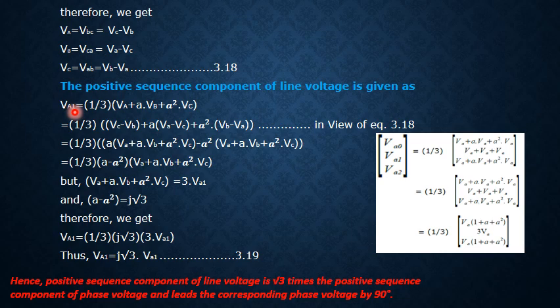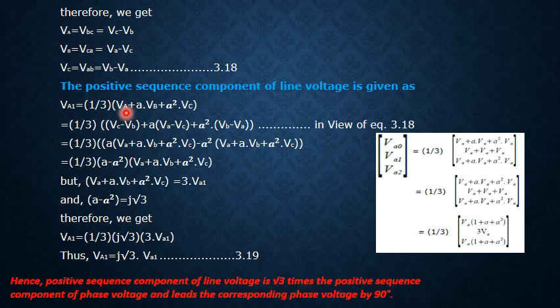This is the formula: VA1 is equal to 1 by 3 of VA plus A into VB plus A square into VC. So these are all the line voltages. Be careful, these are the line voltages we have represented over here. So the respective line voltages we are going to substitute over here. Further, this equation will be simplified.